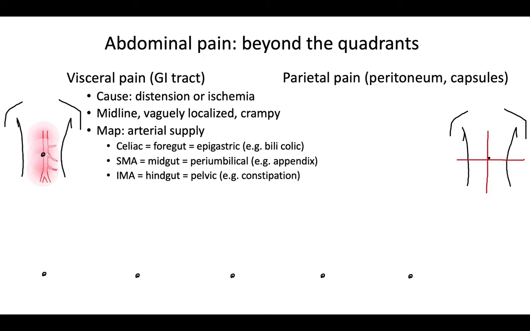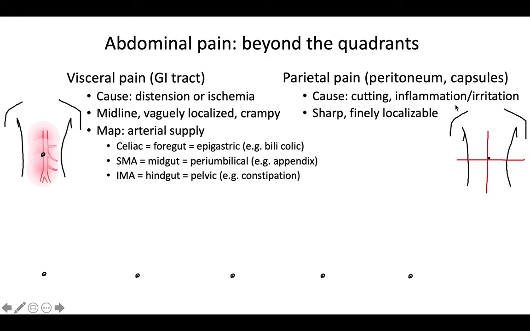distension from constipation. By contrast, parietal pain is from the innervation of the peritoneum and organ capsules. It is caused by cutting or inflammation or other types of chemical irritation of those structures, and it is experienced as sharp, finely localizable, and thus often lateralizing pain. And its mapping is very much akin to the sensory innervation of the skin, meaning the area of the peritoneum or capsule that is directly involved is where pain is actually experienced.